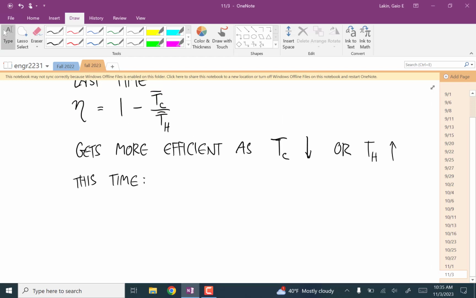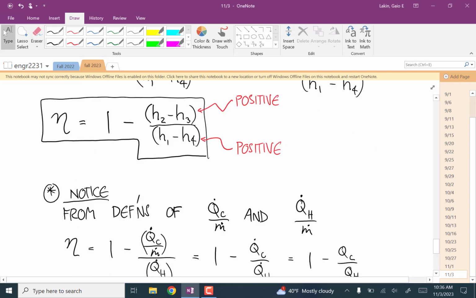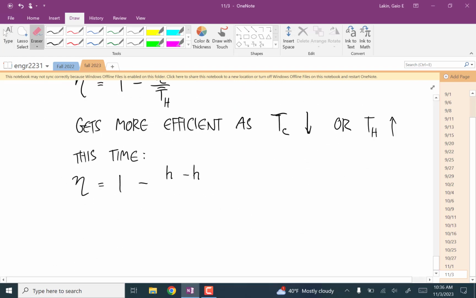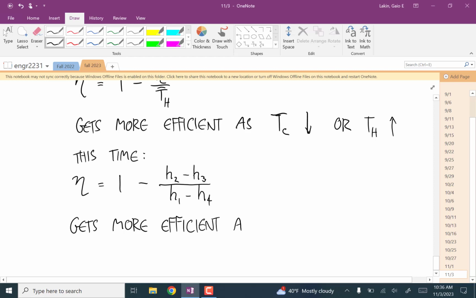So now we see that from the equation that says efficiency is 1 minus the quantity H2 minus H3 divided by H1 minus H4, this cycle gets more efficient as the pressure in the condenser goes down or the pressure in the boiler goes up. Those are the two isobaric processes.